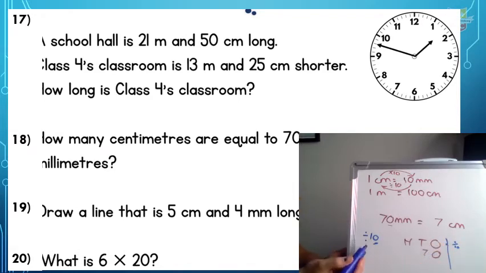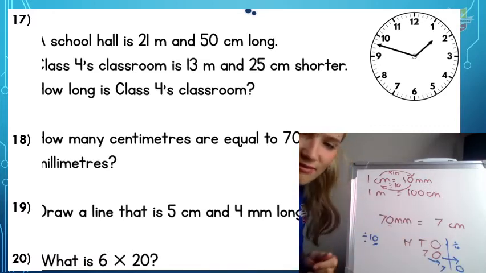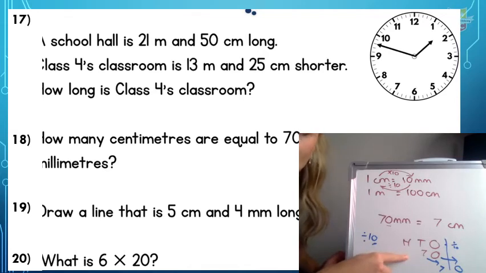And this time, if it's dividing, it's going smaller, so we're going to move my numbers one place to the right. Because it ends in a 7, we don't need to put 7.0, we can just put 7. So we did some practice on moving these last time, so you could have used that method as well.